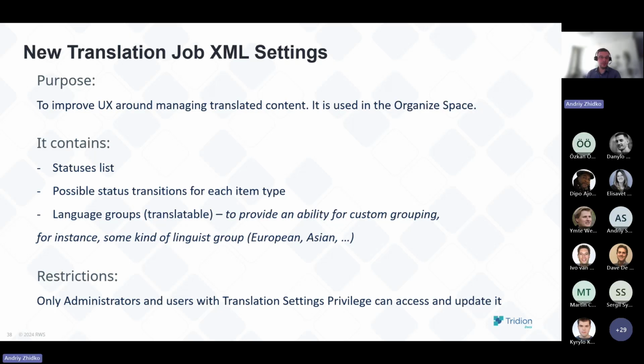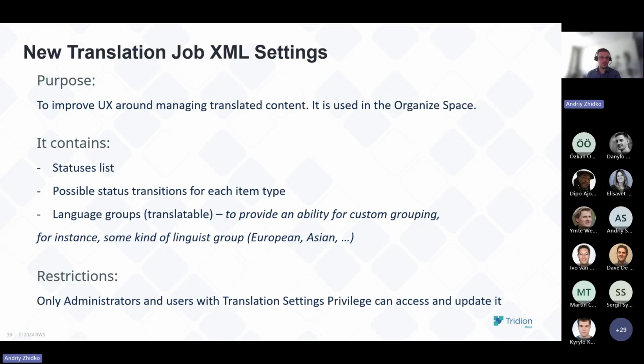There is a new translation job XML setting. The purpose of it is to improve user experience around managing translated content, of course in the organized space. It has three main areas that you can configure. First, a status list that is used in the statistics tab of a translation job. During the demo I will explain this in more detail.